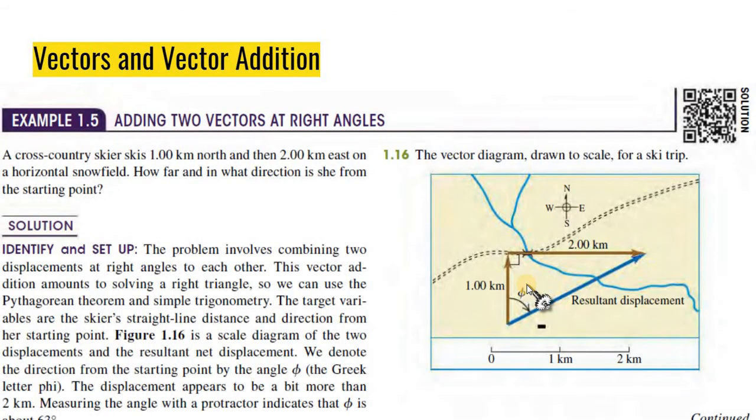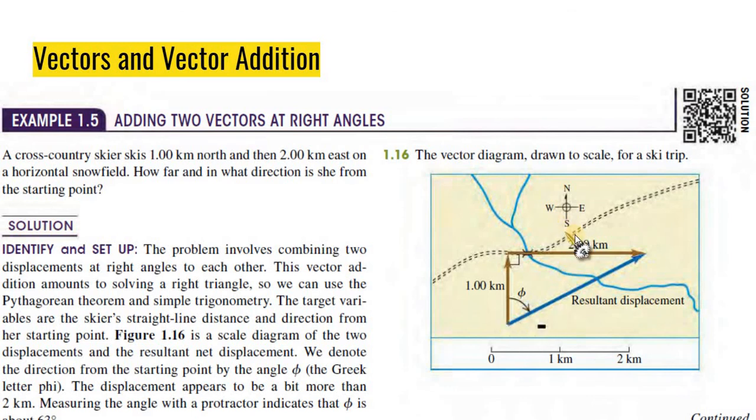Example 1.5. A cross-country skier skis 1 kilometer north and then 2 kilometers east on a horizontal snowfield. How far and in what direction is she from the starting point? The vector diagram is drawn to scale for a ski trip. The 1 kilometer that the skier skis is to the north.